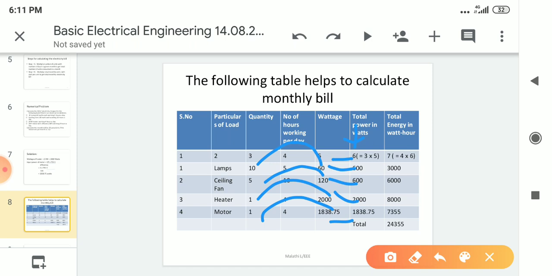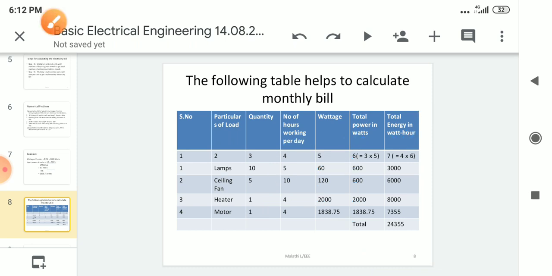So this 600 into time gives a complete energy. So this is the 7th column. This 7th is a combination of what? This 4th column into 6th column. Right?